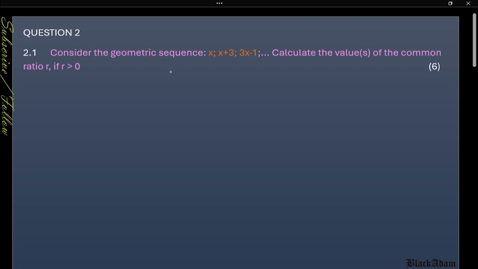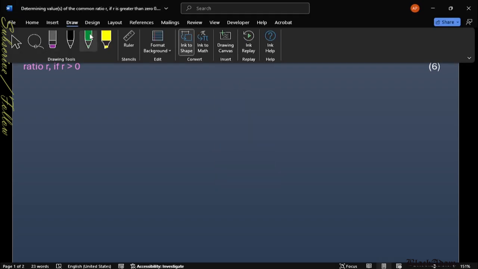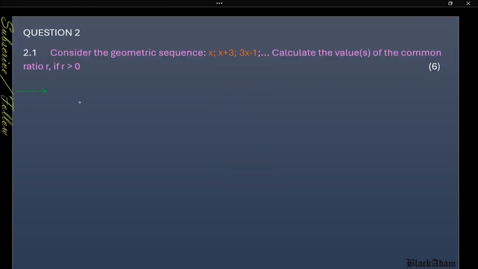That's a geometric sequence. Those are the entries, and we need to find the ratio r. And remember that they say r has to be greater than 0, which is a positive value. From there, we look at the terms that we're given, terms that we need to require.